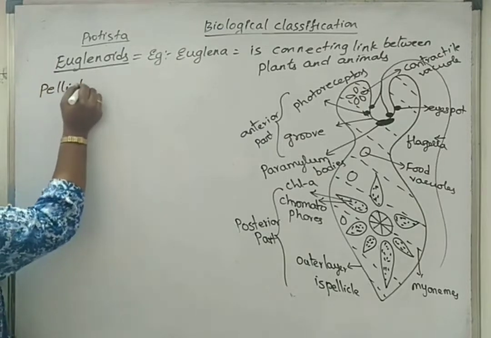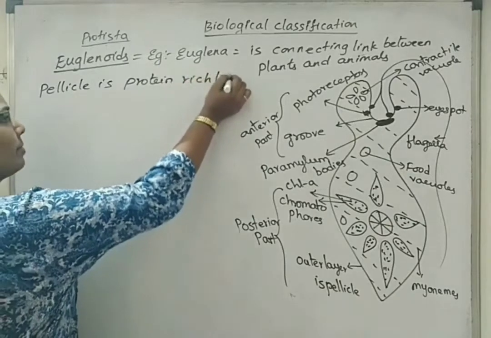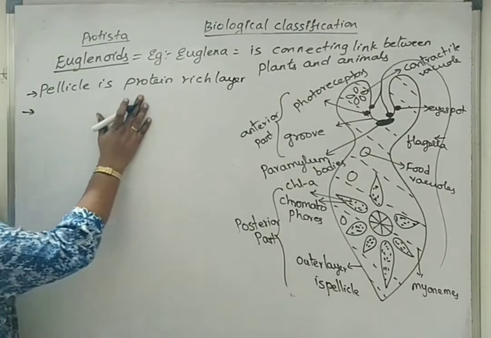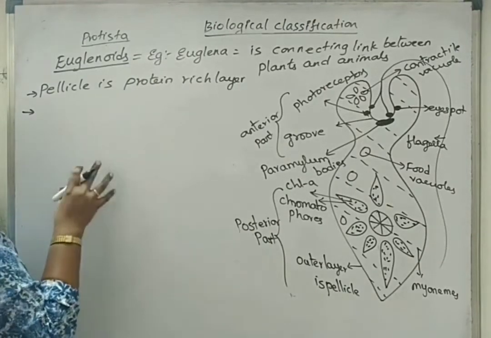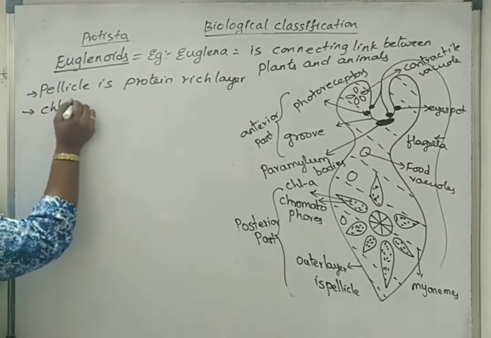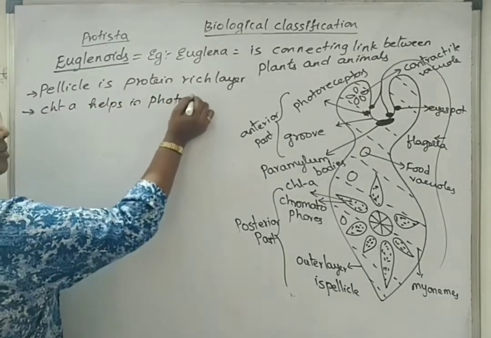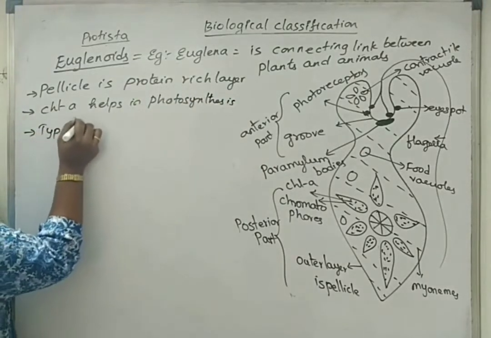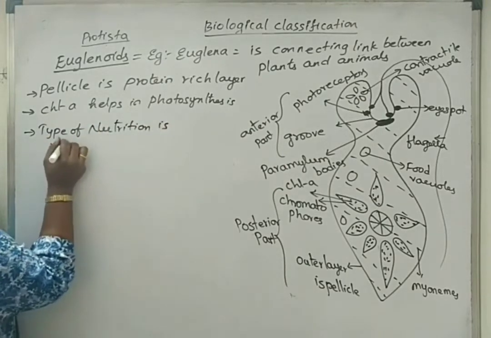Pellicle is a protein-rich layer, and this protein-rich layer gives flexibility to the body along with myonemes. Myonemes function mostly while the organism moves from one place to another. Chlorophyll A helps in photosynthesis. The type of nutrition is mixotrophic.